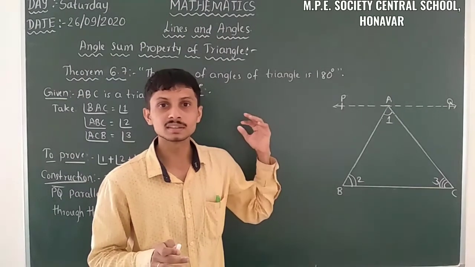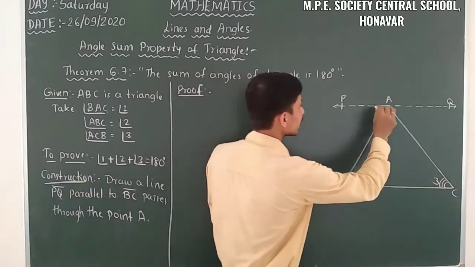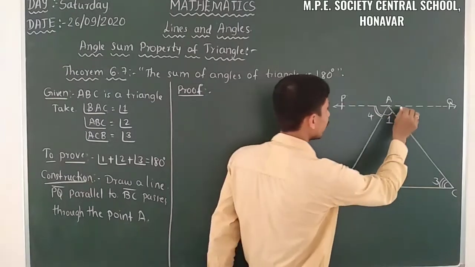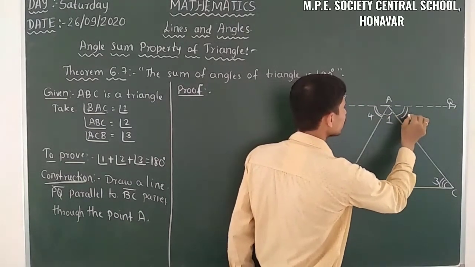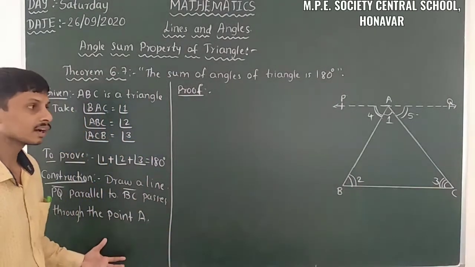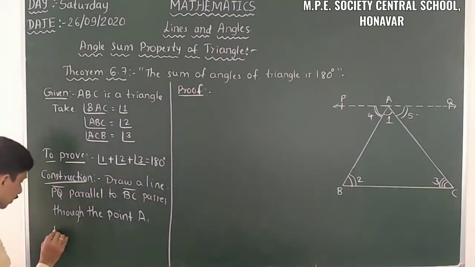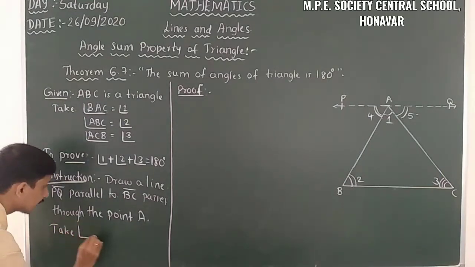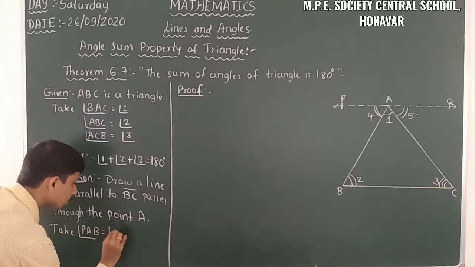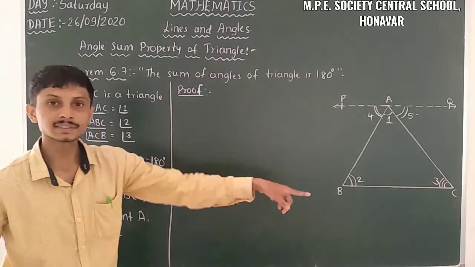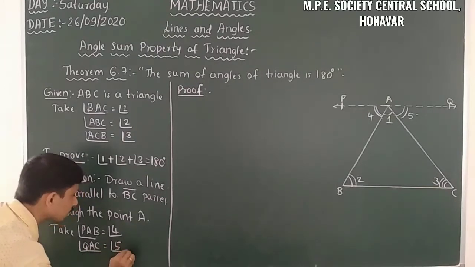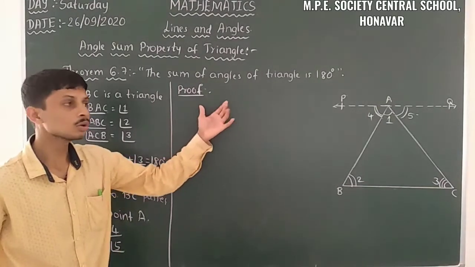So let us take that one. Firstly I will take this as angle 4, and I will take this as angle 5. That one also we have to write in the construction part. So I will take angle PAB. Angle PAB is equal to angle 4 and angle QAC is equal to angle 5.